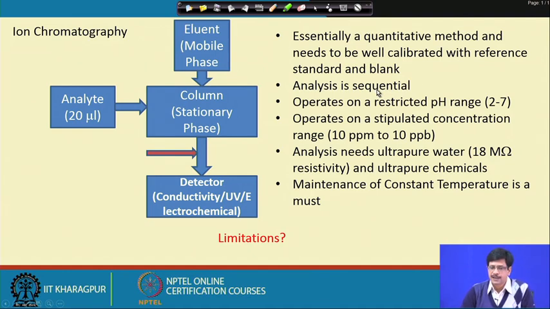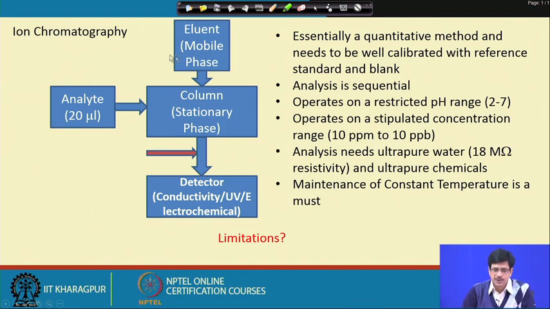So, this analysis is sequential. The ions are analyzed one after the other. For example, in case of anions, we will have fluoride, chloride, bromide, nitrate, phosphate, sulphate to be analyzed sequentially, and it operates on a restricted pH range of the analyte between 2 to 7. It is operated on a stipulated concentration range from 10 ppm to 10 ppb, but the beauty of this equipment lies in the fact that we can prepare a linear calibration line across several orders of magnitude variation in concentration. And the analysis needs ultra pure water, almost 18 mega ohm resistivity water, and ultra pure chemicals.